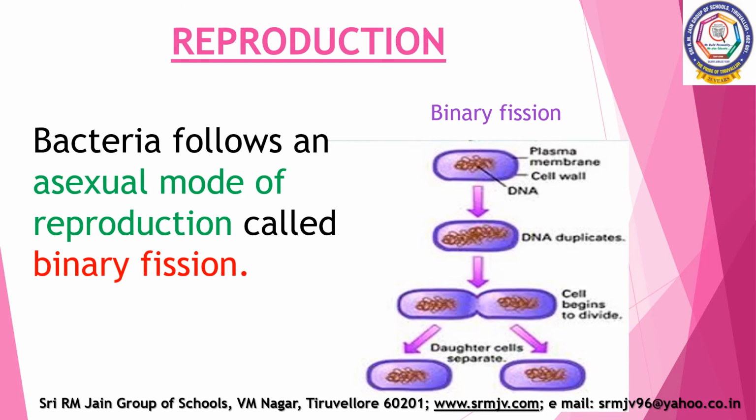What is reproduction? It is the process of producing young ones of their own kind. There are two modes of reproduction. One is asexual reproduction and the other one is sexual reproduction. Bacteria follows an asexual mode of reproduction called binary fission. In this mode of reproduction, a single bacterium divides into two daughter cells. These are identical to the parent cell as well as to each other.